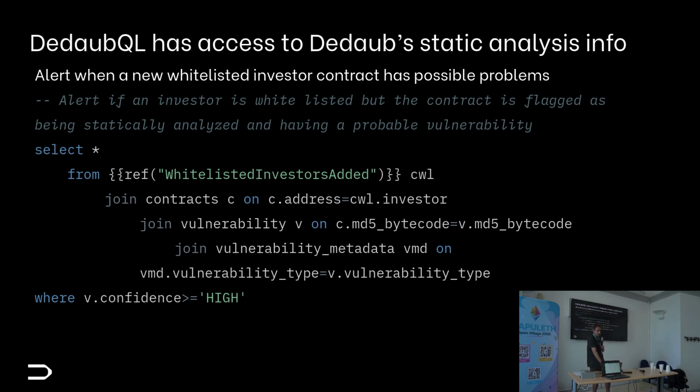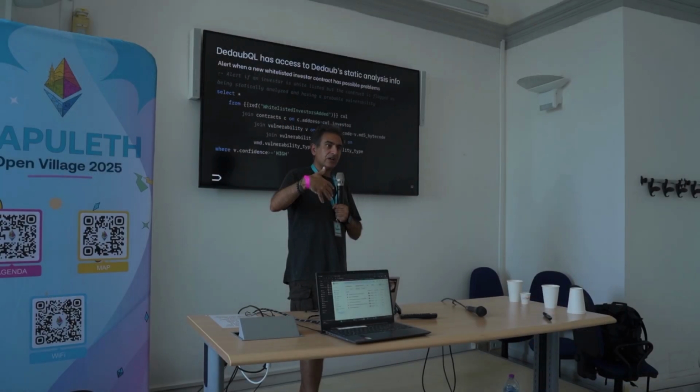Okay, so the idea here is I'm not telling you what vulnerability type. I'm leaving this pretty abstract at this point. All I'm saying is any vulnerability type with high confidence for a whitelisted investor, I would like to be notified for. So let's go and look at actual queries that we can play with. And instead of just the vulnerability types, we'll see a lot more.